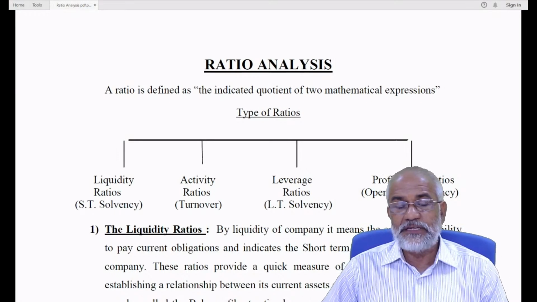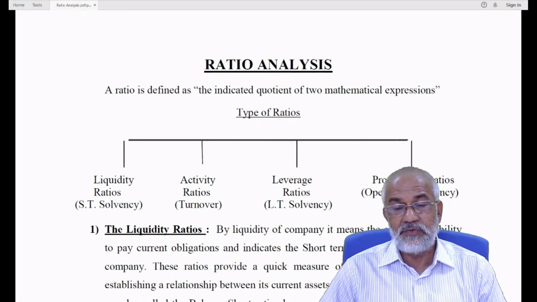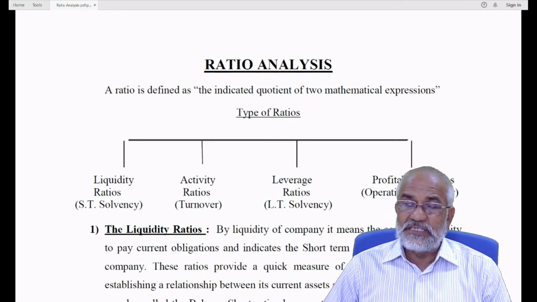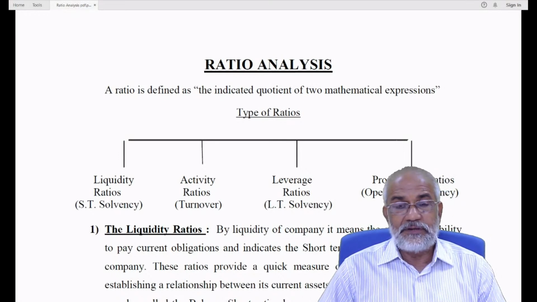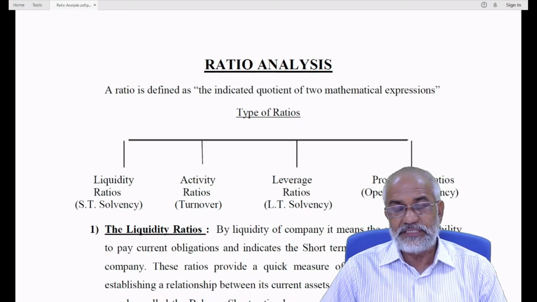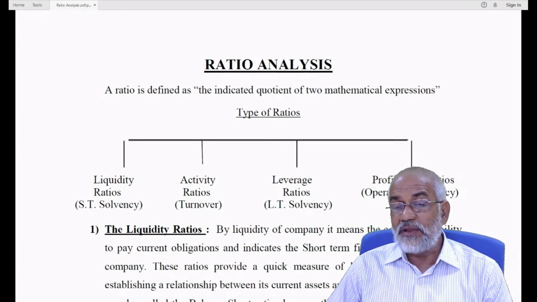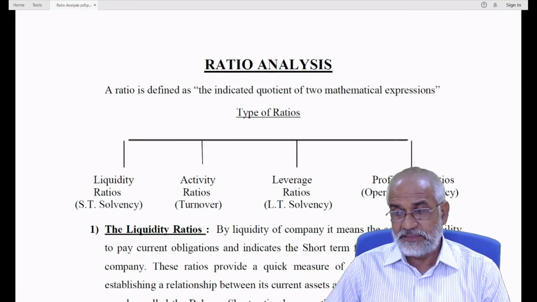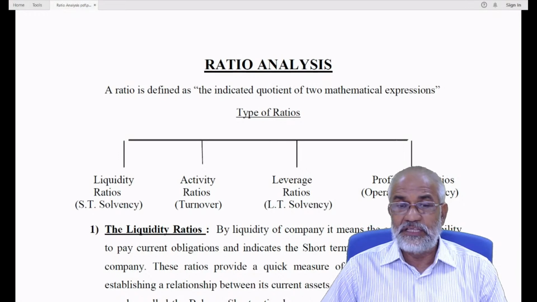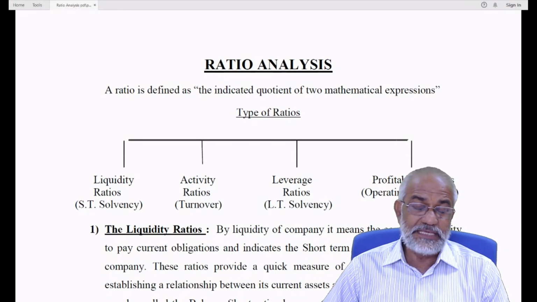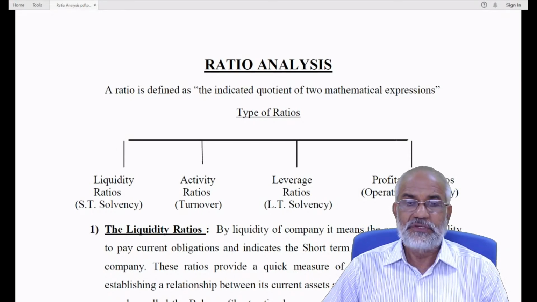When both the figures are picked up from the income statement, either from the trading account or profit and loss account, and some ratio is determined, it is called income statement ratio. If both the figures are taken from the financial statement or the balance sheet, and some result is determined, it is called the balance sheet ratios. And when one figure is taken from the income statement and the other from the balance sheet, and some result is determined, it is called the combined ratio. But that was the traditional way of classification of ratios.